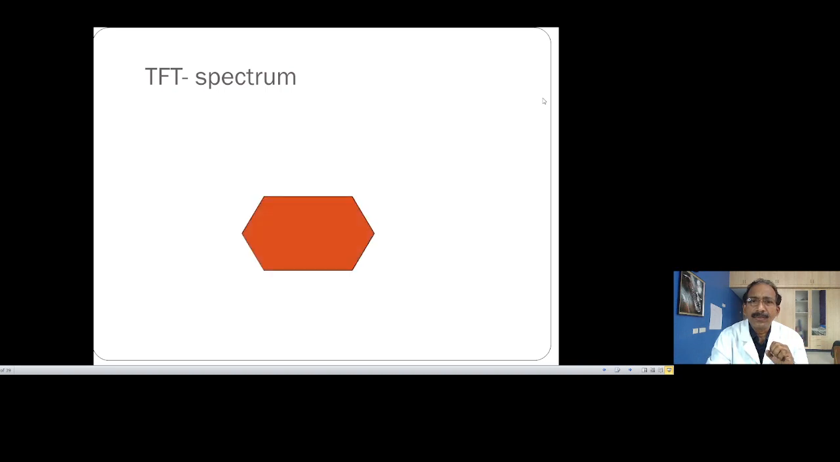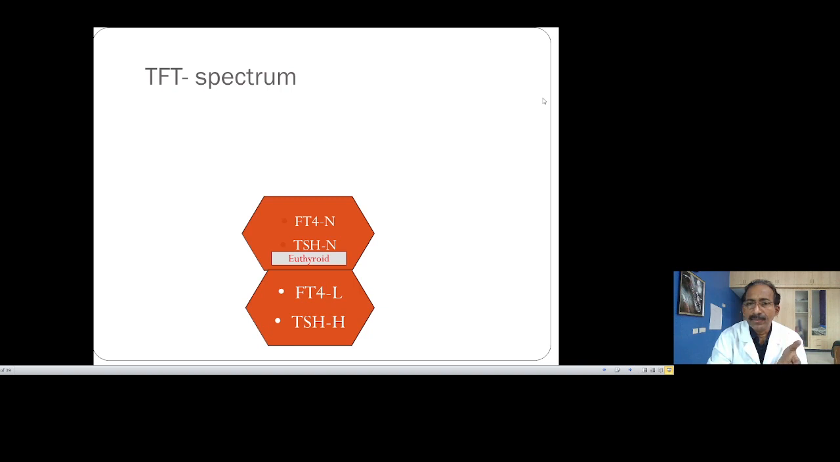in select situations. Interpreting thyroid function tests is not always easy. Suppose you get a situation where the free T4 is normal and TSH is normal, it's euthyroid, very straightforward. Thyroxine is normal, and the pituitary-secreted TSH is also normal. If the T3, T4 is low and TSH is high, obviously hypothyroidism. And if T3, T4 is high and TSH is low, it's hyperthyroidism. Obviously, free T4 is high and TSH is low.